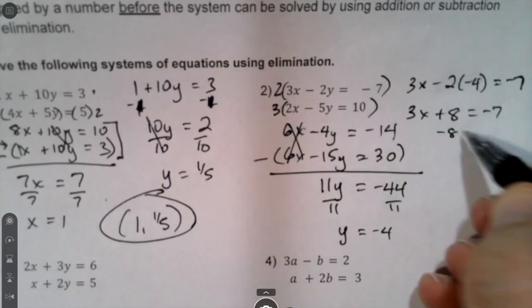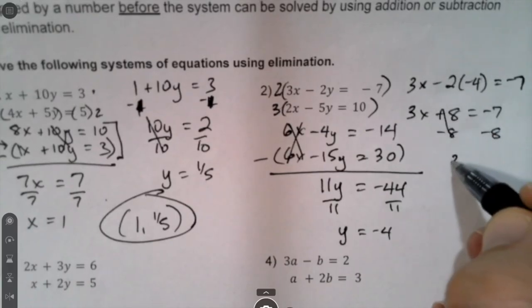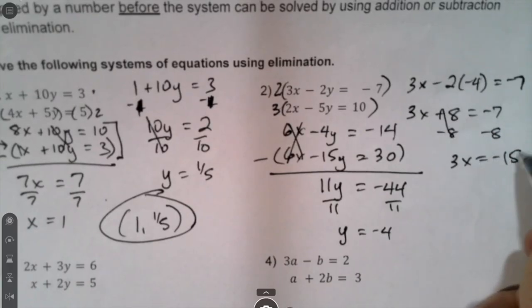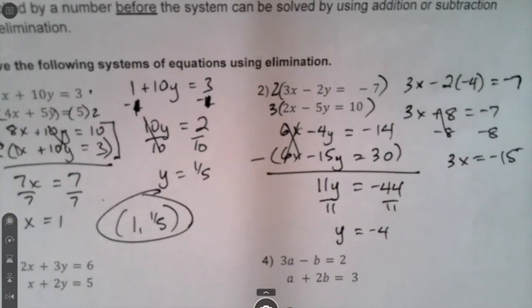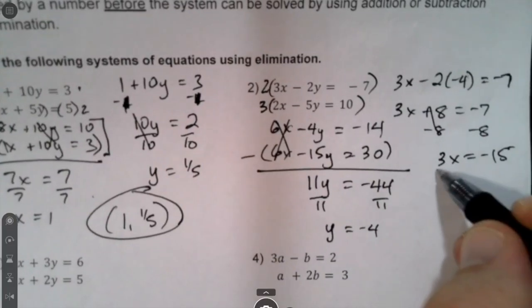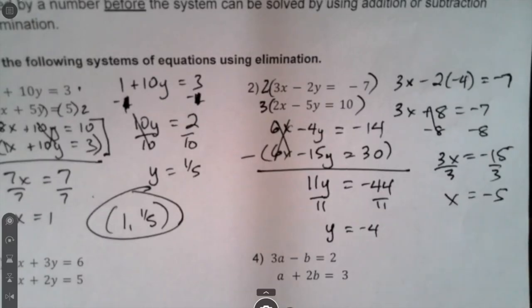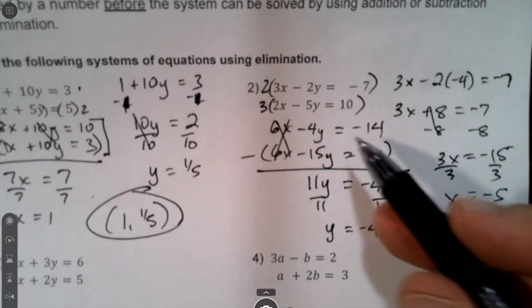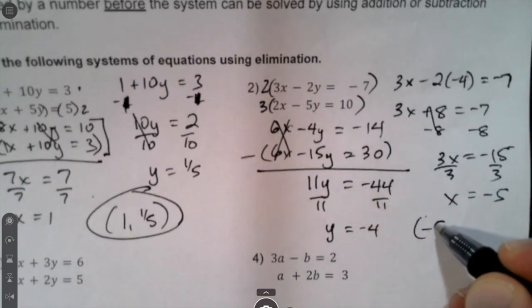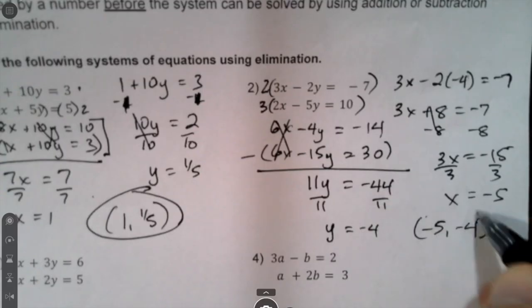Then I subtract 8 from both sides. I get 3x equals negative 15. Then I divide both sides by 3, and I get x equals negative 5. So our ordered pair, that is the solution to this system of equations, is negative 5, negative 4.